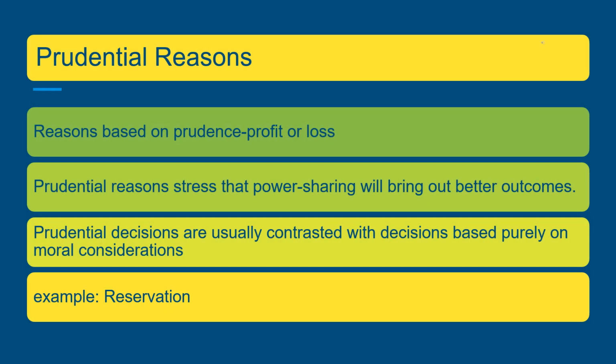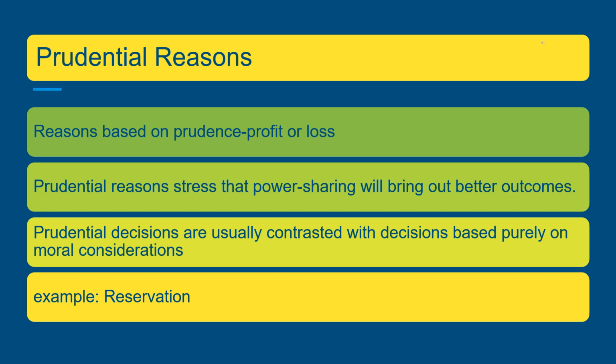As you have already understood, prudential reasons are based on profit or loss. So reasons based on prudence, that is profit or loss, are called prudential reasons. Prudential reasons stress that power sharing will bring better outcomes. So it tells that if power sharing is implemented, the results would be undoubtedly good. Prudential decisions are usually contrasted with decisions based purely on moral considerations. Prudential reasons tell you that there is a reason and logic behind it. However, moral reasons don't tell about a particular reason. That is something which is just ideal.